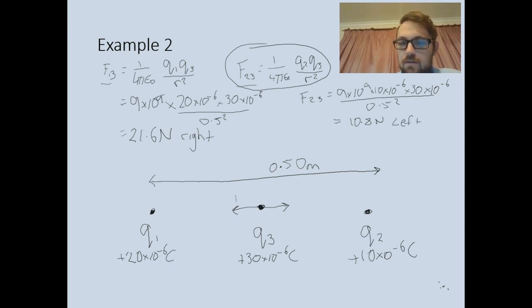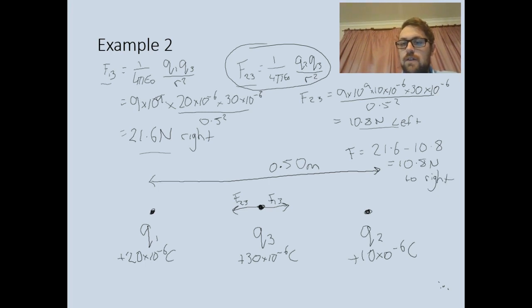So that's going to be 10.8 to the left. Okay, and I'm just going to label those. So this was F2,3, and this was F1,3. Okay, so if we have 10.8 newtons to the left, and we add it to 21.6 to the right, what we end up with is our force equals 21.6 minus 10.8, which happens to equal 10.8 newtons to the right.